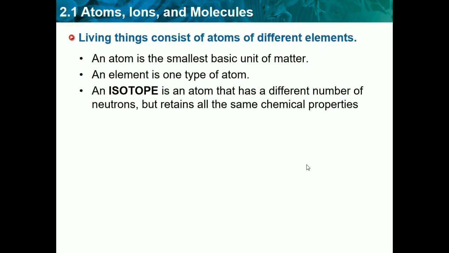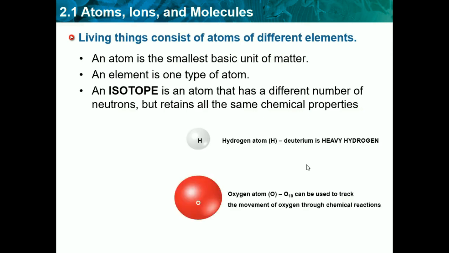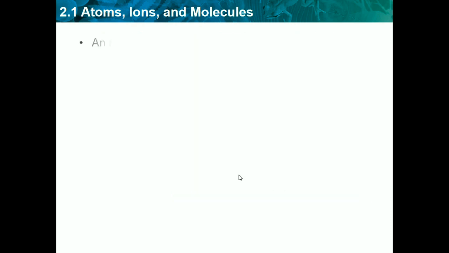So this lesson has a lot of chemistry to it. So if you're confused, it's okay. We don't need to know all of this, but make sure you familiarize yourself with this. So hydrogen atom is a heavy hydrogen. So these two pictures are just showing a type of isotope. So oxygen atom O18 can be used to track the movement of oxygen through chemical reactions. You don't need to know that, it's just an example.